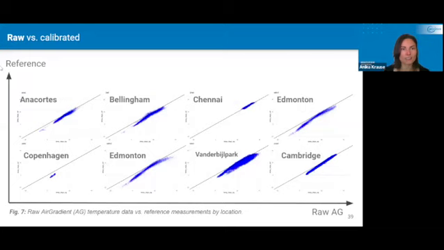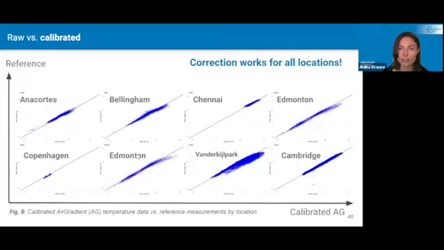If we look at the different locations, just to see how this correction works in different locations. Here you see the raw data first, and you see that especially at the low temperatures, again, the data deviates a lot from the one-to-one line. And if we then correct it, you see that the data looks in all locations closer to the one-to-one line, so the accuracy has improved.